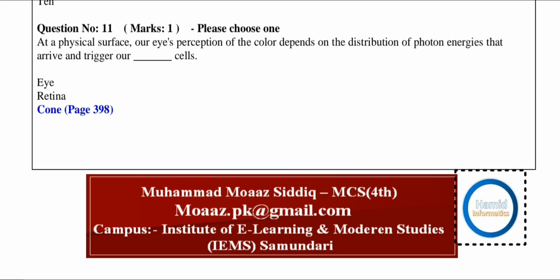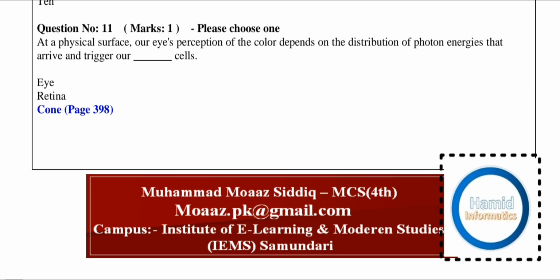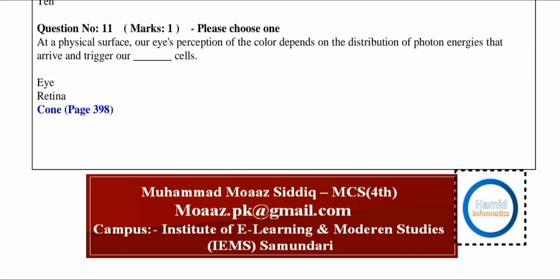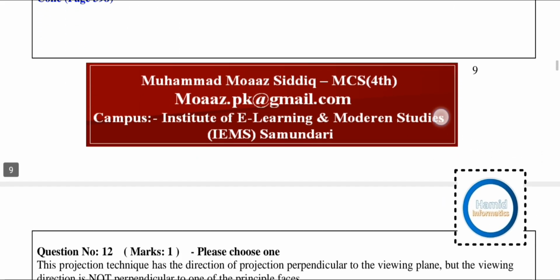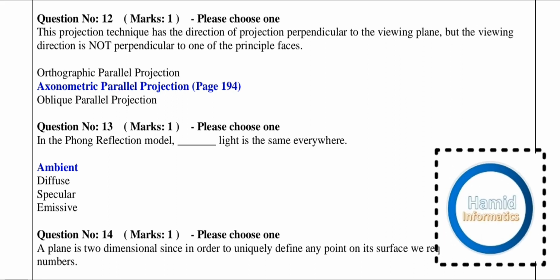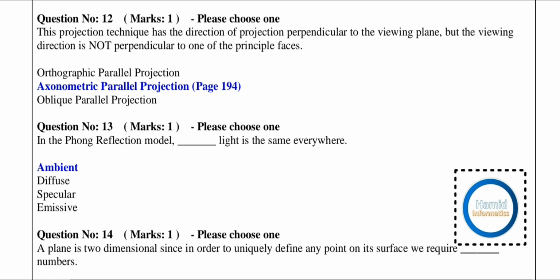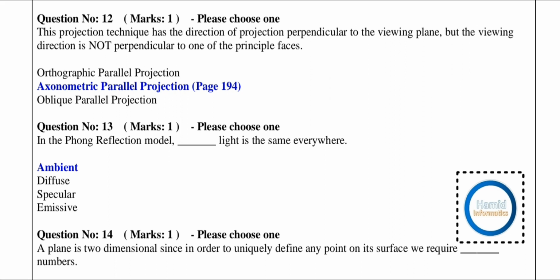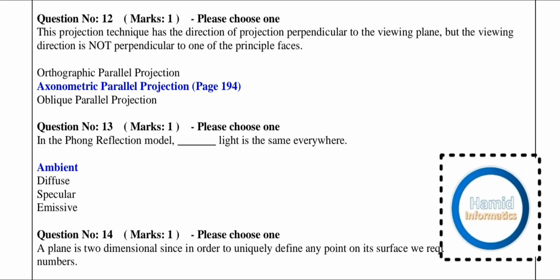At a physical surface, our eyes' perception of the color depends on the distribution of photon energies that arrive and trigger our dash cells. Cone cells. Next one: this projection technique has the direction of projection perpendicular to the viewing plane, but the viewing direction is not perpendicular to one of the principal faces. And the answer is axonometric parallel projection. In the Phong reflection model, dash light is the same everywhere. Ambient.